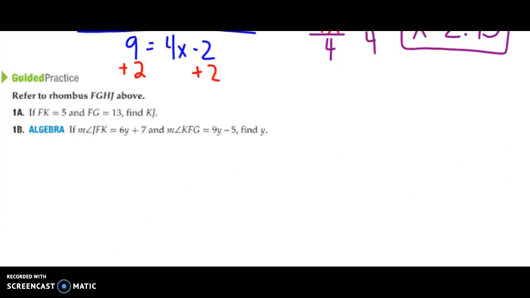Here's a couple problems for your guided practice. Feel free to try those right now.